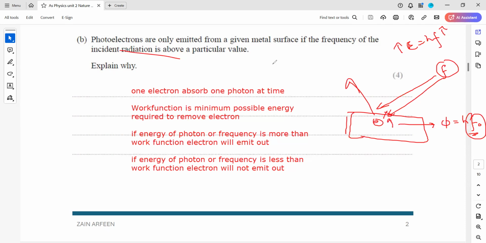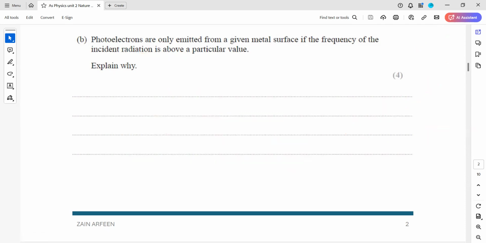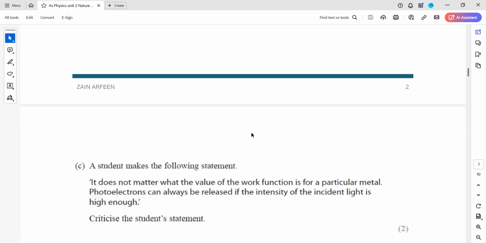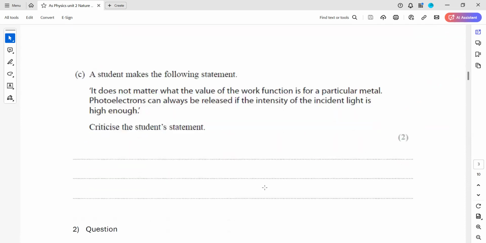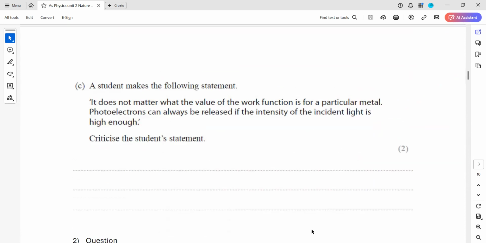So the photoelectric effect only happens when the energy of the incident photon, or the frequency of the incident photon, is above the minimum value. Minimum value of energy or minimum value of frequency. If it is equal also, then it will also happen. Even if energy is more than or equal, yes, there will be a photoelectric effect. If energy is less than, there is no photoelectric effect.